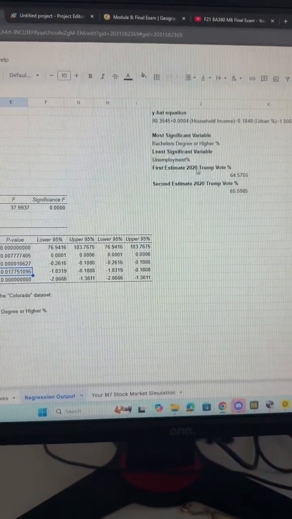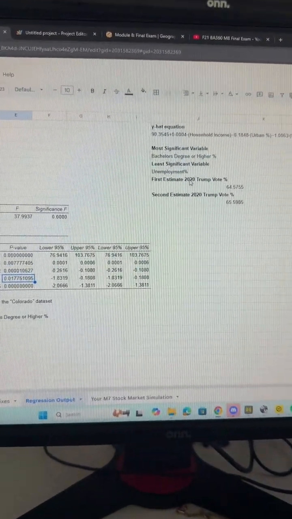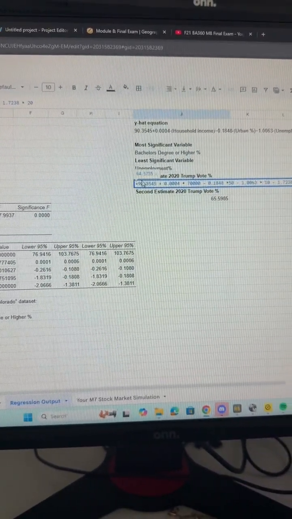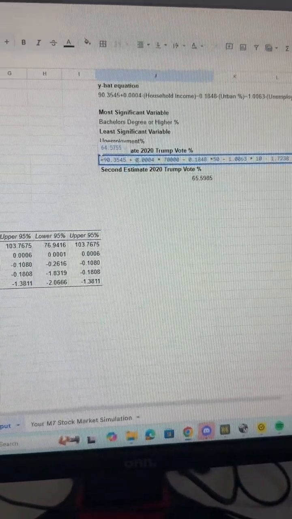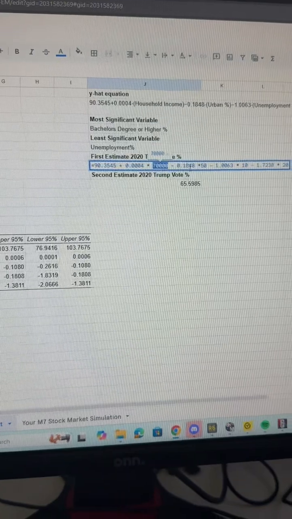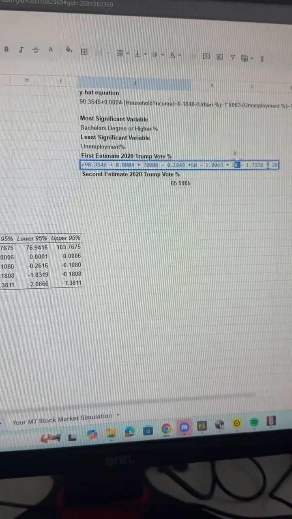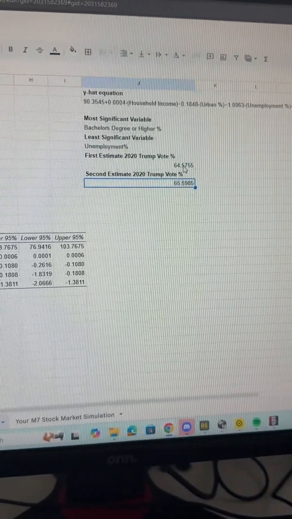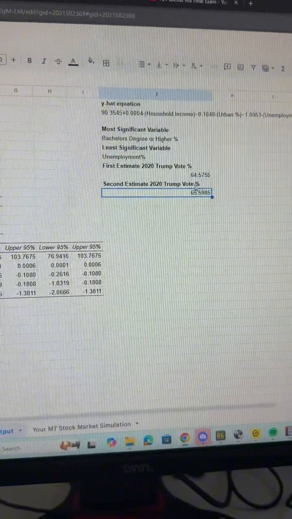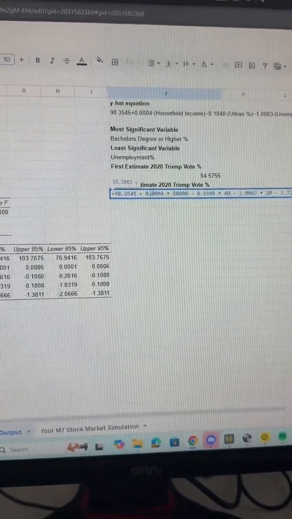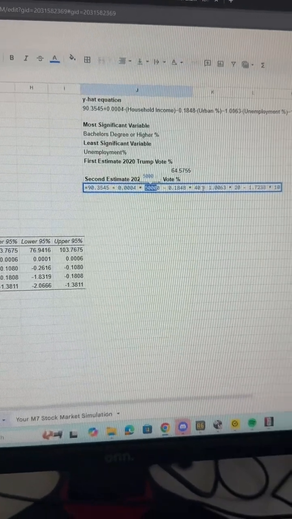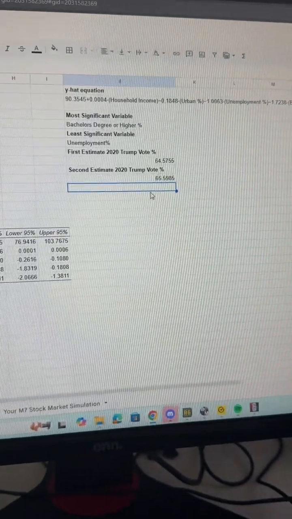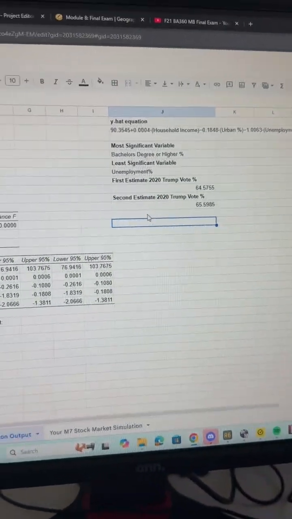On to the next question, which is the first estimate for the 2020 Trump vote percentage. I used the equation I had up there and inputted the values that were asked for into the equation, which are the values as I highlight them, and that output a 64.57 for the estimate. For the second one, you just change the values that were changed, and you get a different answer, which is 65 now instead.